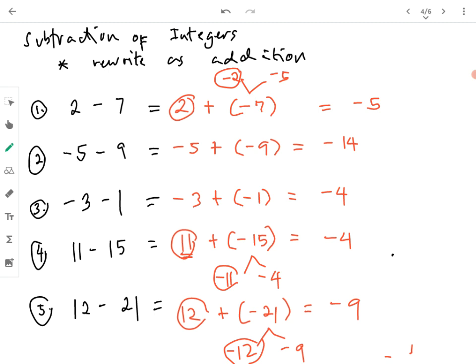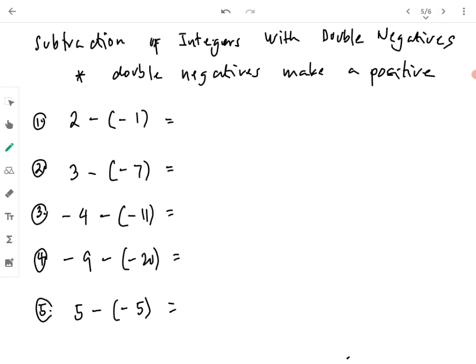Let's recall. We rewrite it in addition form, then we go back to the addition principle. But there is one more thing about subtraction of integers, and that's the case when double negatives exist. When double negatives exist, it makes positive. For example, 2 minus negative 1. The minus negative is actually a double negative, so that makes positive.